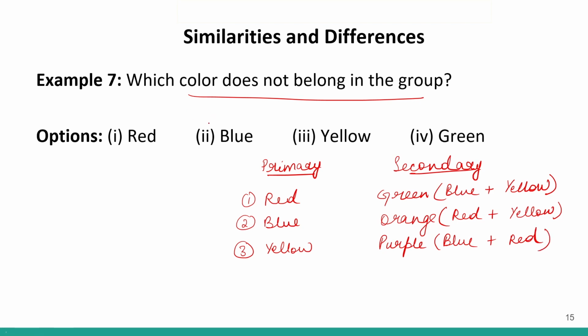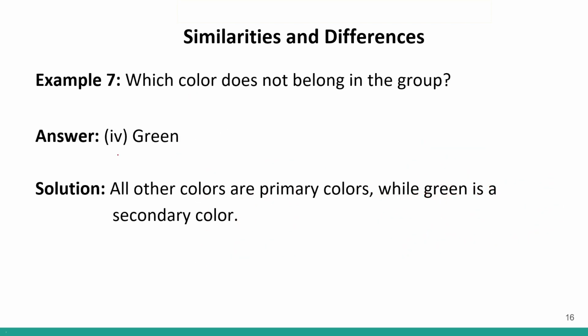So in this particular question, we see red is a primary color, blue is a primary color, and yellow is also a primary color. Only green is a secondary color. So the answer will be option number 4, green. So this concept of primary and secondary colors is also something that you should know. Okay. Now, over here, very clearly, all other colors are primary colors while green is a secondary color.